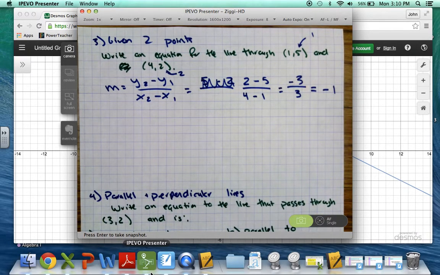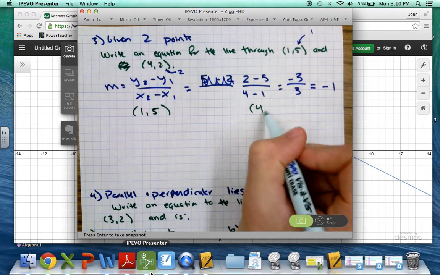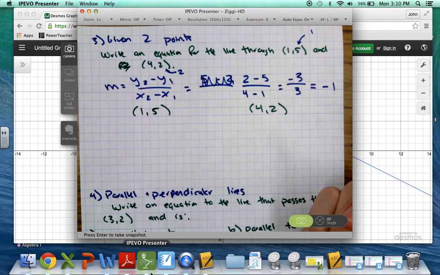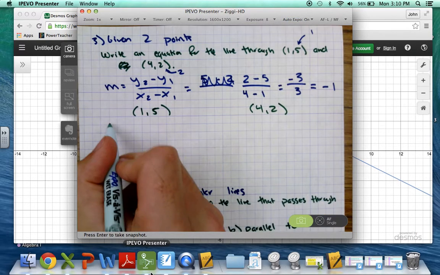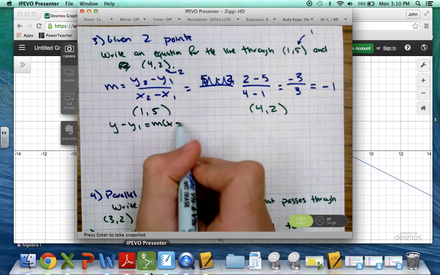Now, from here, we could use point-slope form. And we have a choice. We could use either the point 1, 5, or we could use the point 4, 2. And it really doesn't matter which one we use. I'll show you that no matter which we pick, we're going to go through and get the exact same answer, as long as we're careful about plugging in and simplifying.